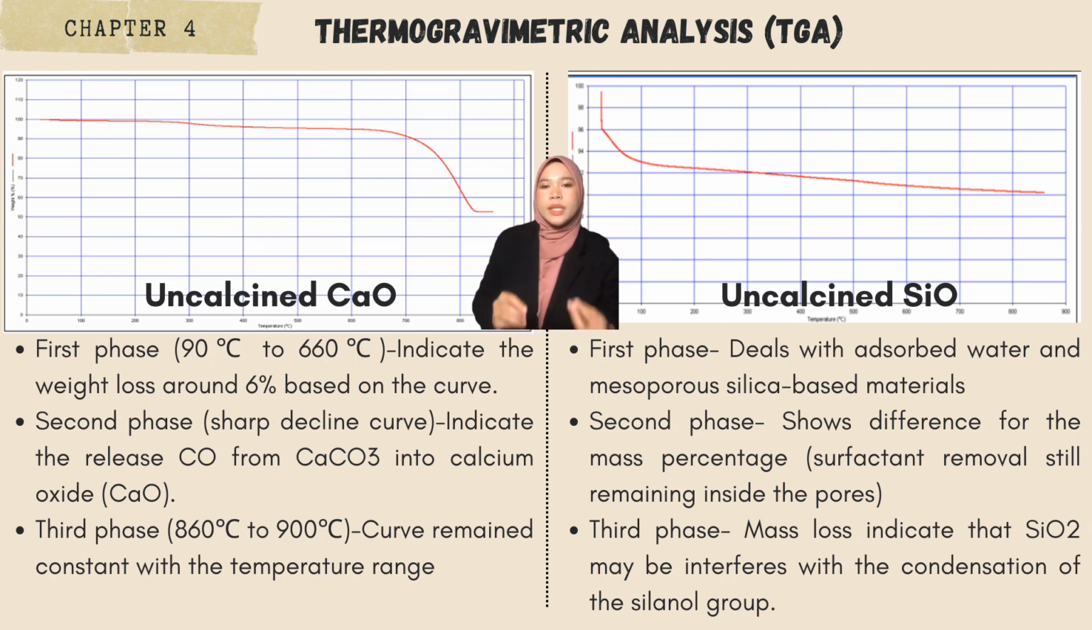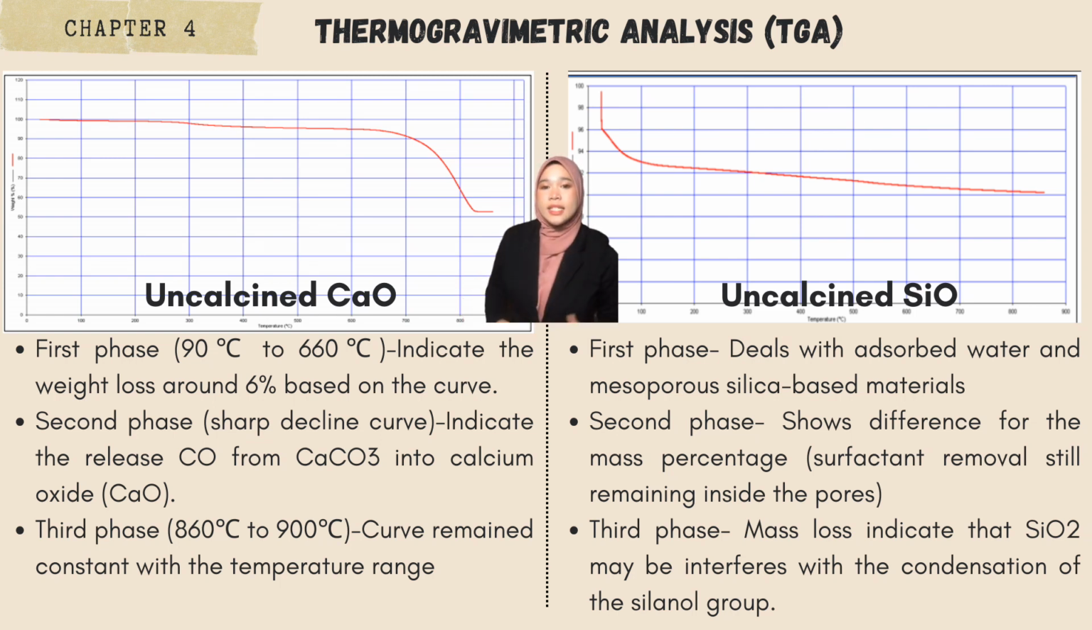TGA analysis was determined for calcined CaO and SiO2. For the calcined CaO, we have three phases. First phase from 19 Celsius to 616 Celsius indicates the weight loss of around 60% based on the curve. Second phase, a sharp decline in the curve, indicates the release of carbon dioxide from calcium carbonate into calcium oxide. Lastly, the third phase from 816 Celsius to 900 Celsius, where the curve remains constant within the temperature range.